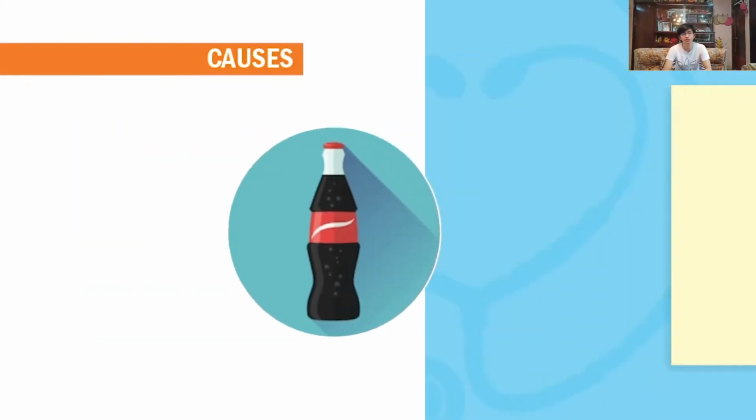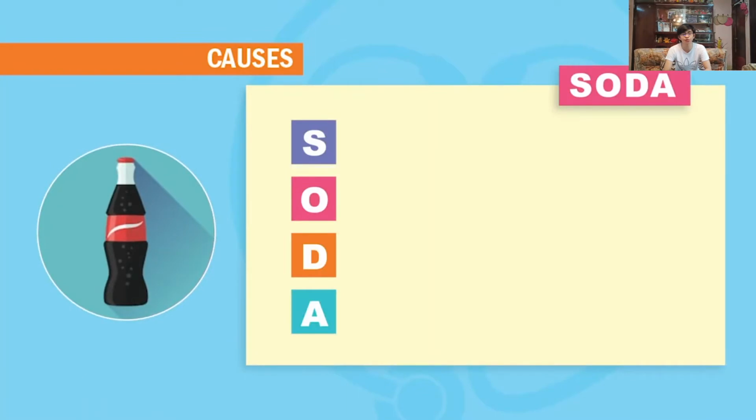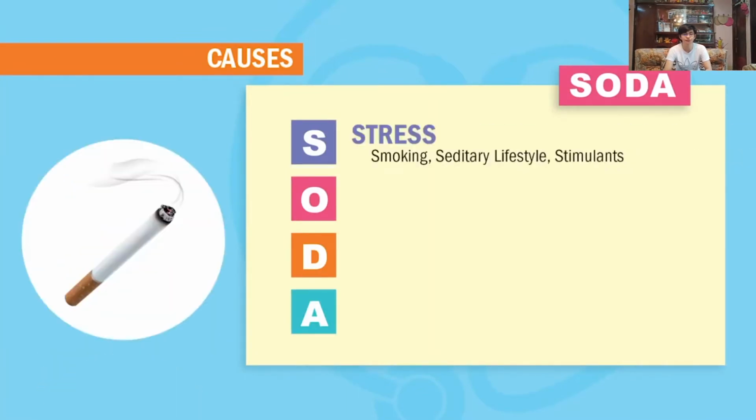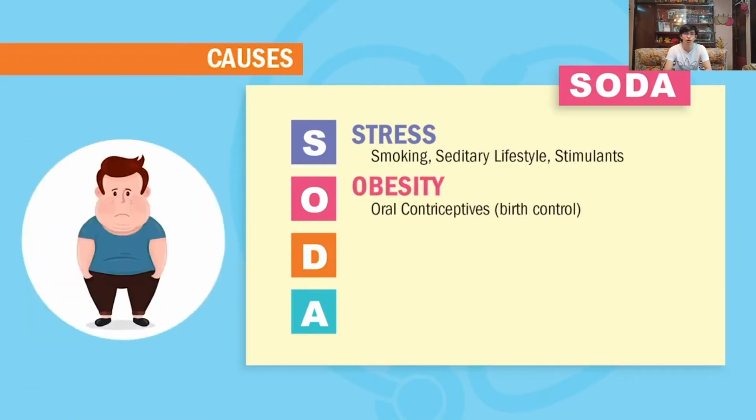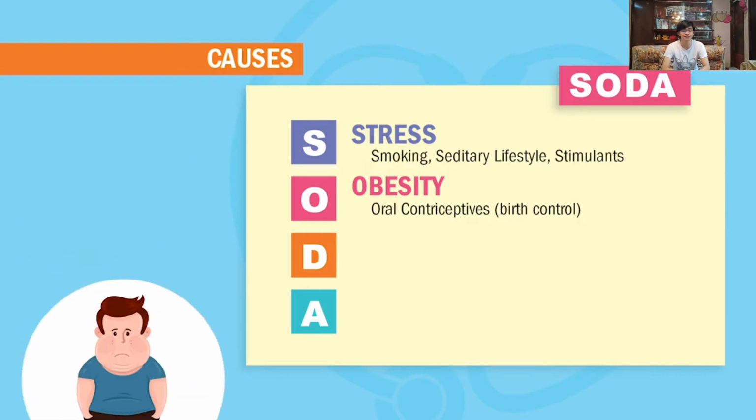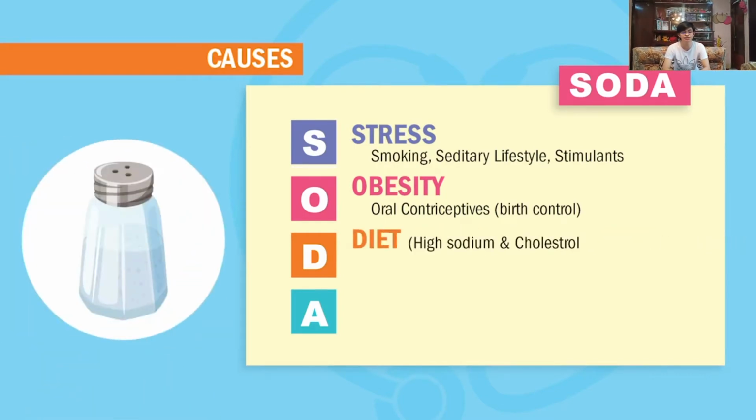To remember the common causes of hypertension, we use the word SODA. S stands for stress, which includes smoking, sedentary lifestyle, stimulants like caffeine or illicit drugs. O stands for obesity and oral contraceptives. D stands for diet, in which it comprises high sodium and high cholesterol intake. This is because sodium retains fluid in the body, causing high blood volume. Cholesterol, on the other hand, can cause plaque buildup in the blood vessels, causing higher vascular resistance.